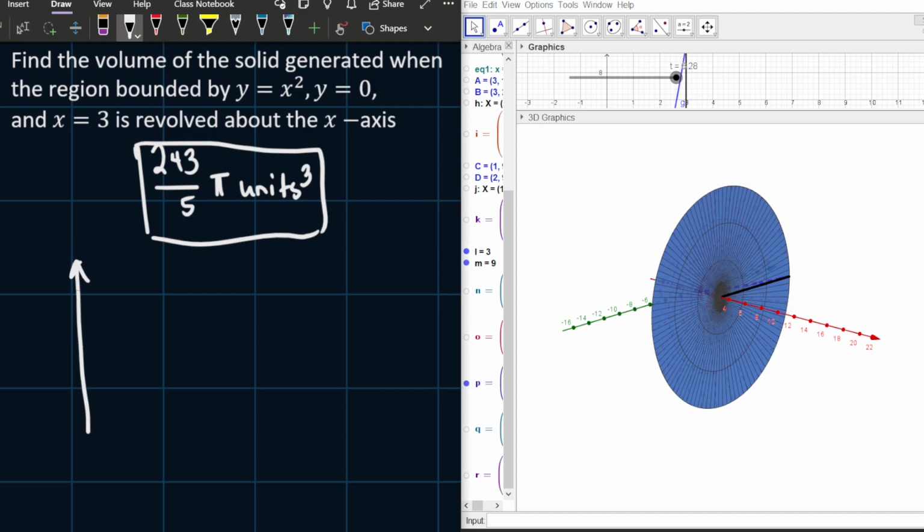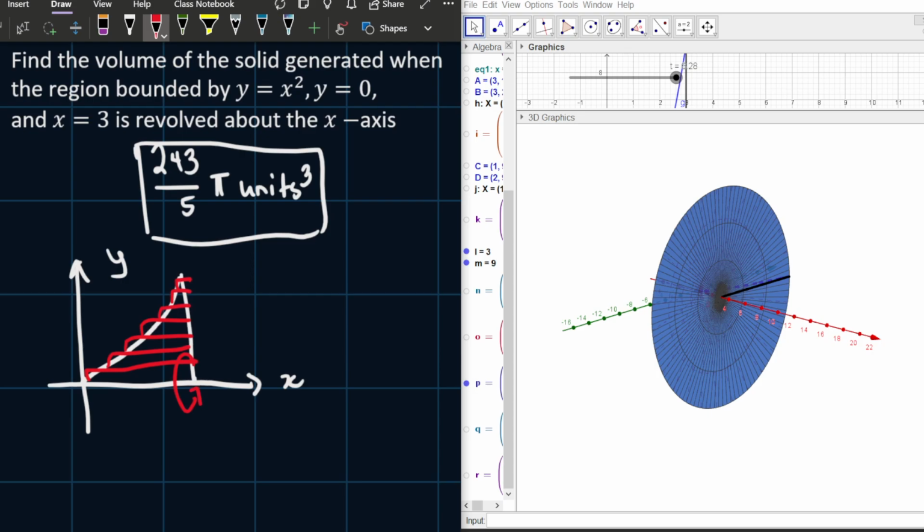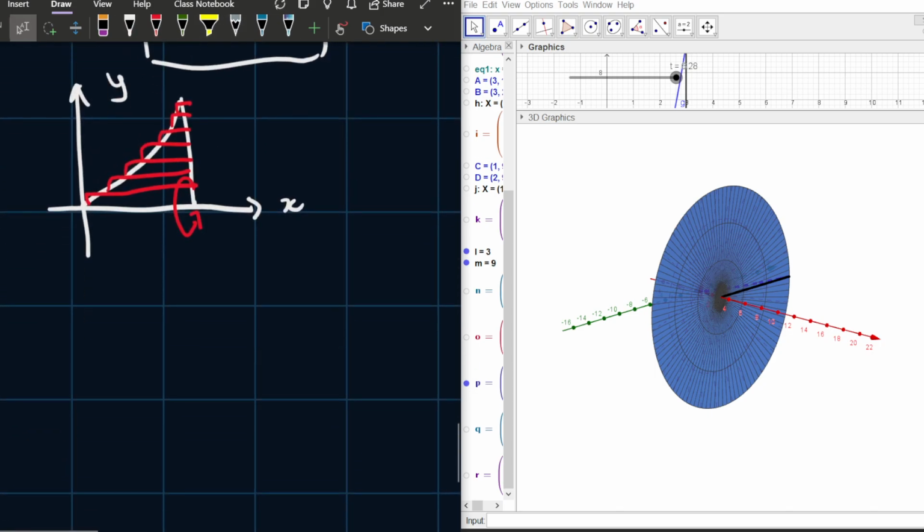Okay, so let's analyze how we will set up the integral. So this time, ang axis of revolution natin is a horizontal axis. Therefore, we're going to make use of horizontal rectangles. Okay? So, yung limits of integration natin, doon na tayo sa y-axis titingin ngayon. So, recall ulit natin ang volume.